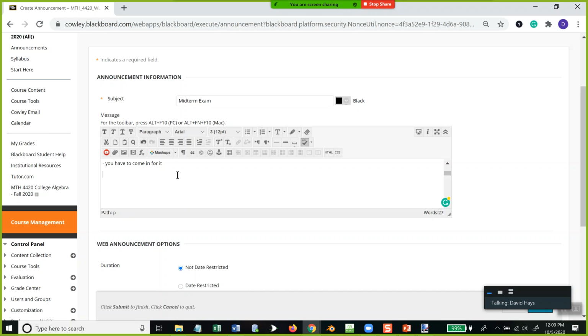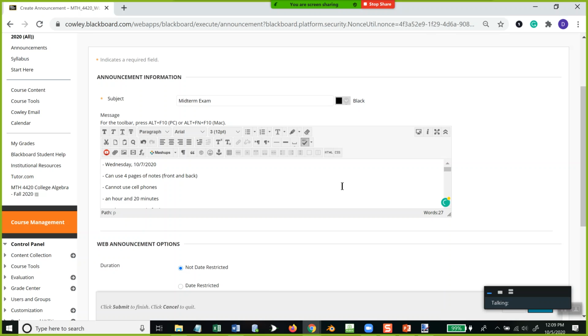If you miss it, the makeup I come up with would be a lot harder, so don't miss it unless you want to take a harder test. It won't be the same type. Do you know how many questions it is? About? No more than 20. I think it's either 15 or 20, something like that.